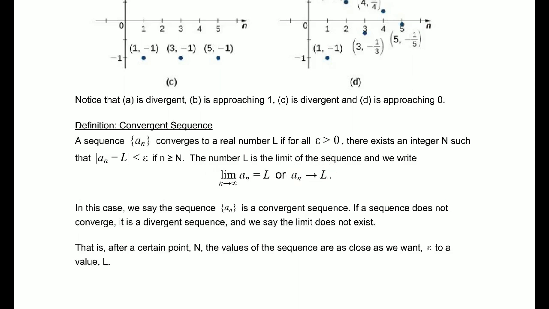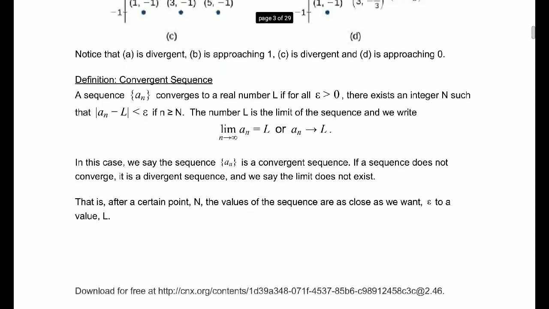If this all holds, this is a convergent sequence. If it does not converge, then it's a divergent sequence, and we say the limit does not exist. So the idea is that after a certain point, capital N, the values of the sequence are as close as we want, that is, epsilon, to the value L. That's how you can interpret that. After a certain point, the values are as close as we want to this certain value that we're calling the limit. All right, let's move on.